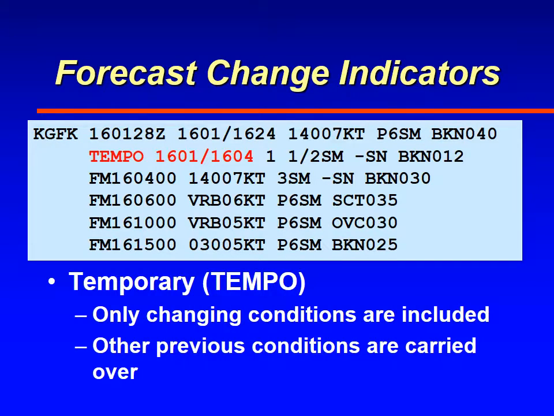And then the tempo group only includes weather elements that are changing. Whatever is not included in the tempo group means that you carry the previous weather conditions from the prevailing conditions. Those are what are expected to exist. In this case, you don't see a change in the wind in the tempo group. So that means that the wind is carried into the tempo group, that case being 140 at 7 knots.